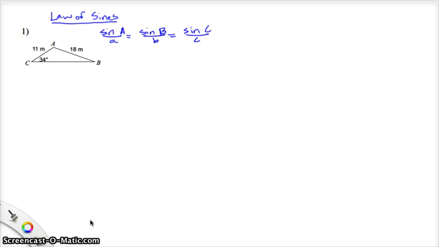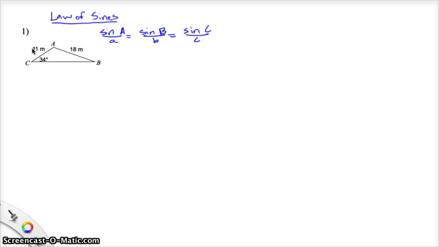In this video, we're going to solve a triangle using the law of sines. And I've written down the law of sines here. You can see that we have the proportion sine of A over the side A equals the sine of angle B over the side B, which equals the sine of angle C over the side C.